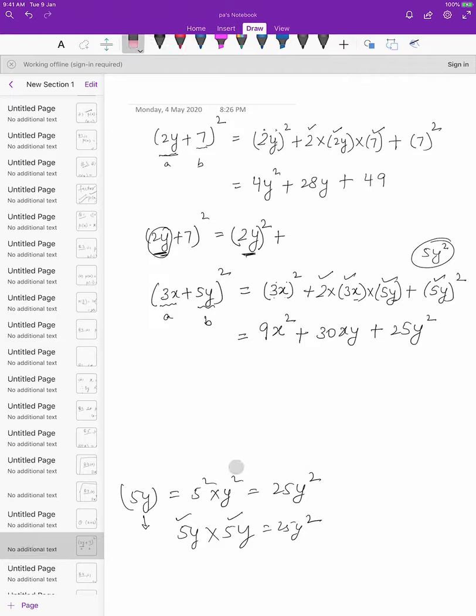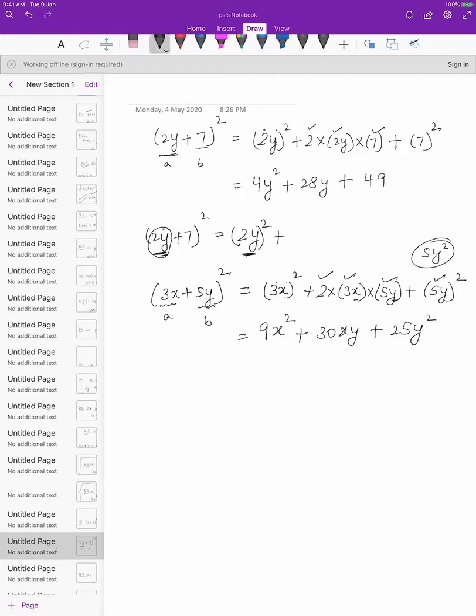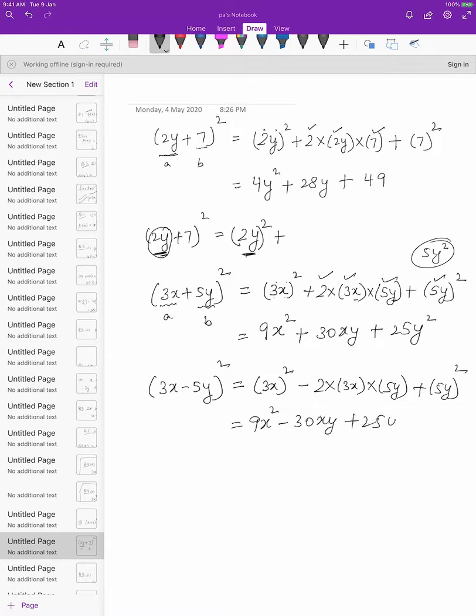Similarly, if I want to use the second identity, there is just a difference of a negative sign in the second identity. Suppose I take the same example, 3x minus 5y whole square. What will I write? A square. Instead of plus, there is a minus sign. Rest everything is exactly the same in this identity that you have already done in class 8th as well. A square minus 2ab plus b square, which gives you 9x square minus 30xy plus 25y square. So it's very easy to expand these kind of identities now.